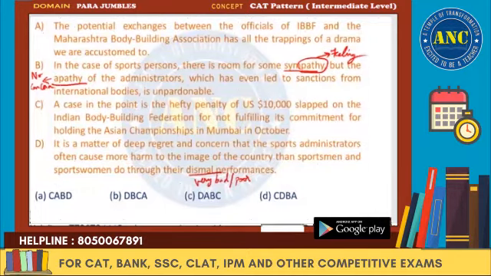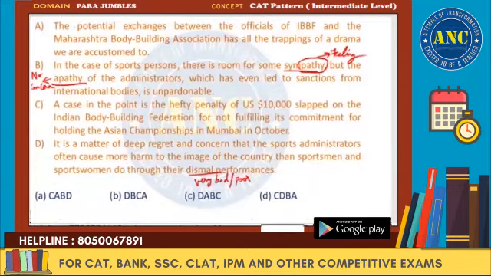Alright, so what can be a good way of starting off the entire conversation? Can it be A, the potential exchanges between the officials of IBBF and the Maharashtra Bodybuilding Association has all the trappings of a drama we are accustomed to. Okay, it could possibly be an introduction if you're trying to create some bit of suspense, because that is what he is doing here. If you have to start the entire paragraph with A, then he is probably trying to create some kind of a surprise element. But let's look at the other options as well, other sentences as well.